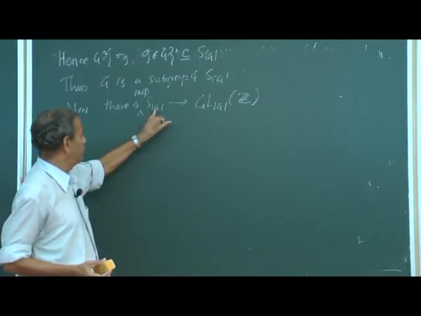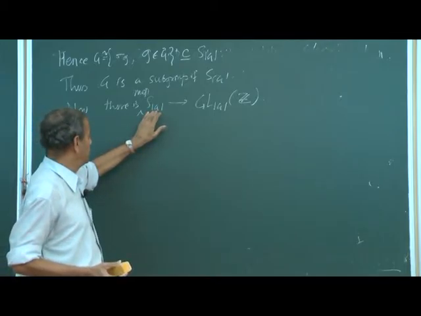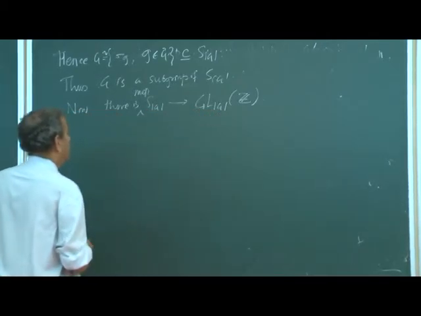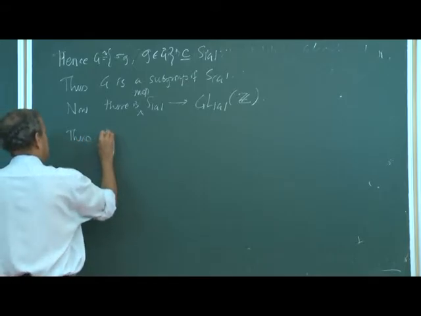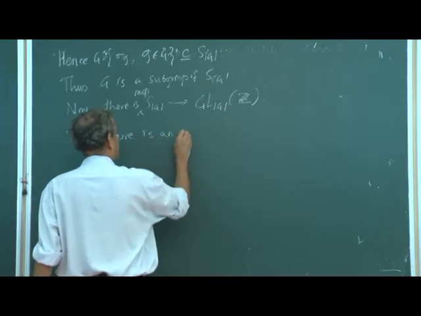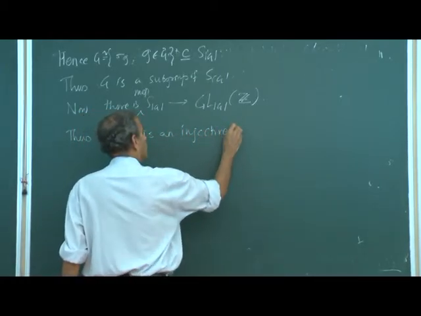So we can show that there is a mapping. This is not very difficult to prove, but I will not go into detail. I will just sketch. There is a 1-to-1 map from S mod G to GLNZ.